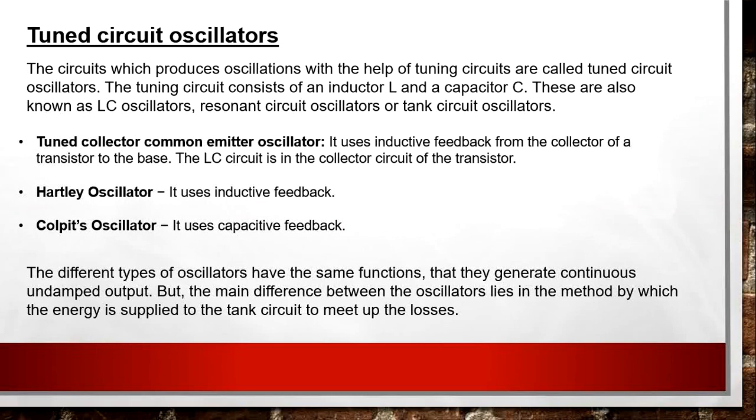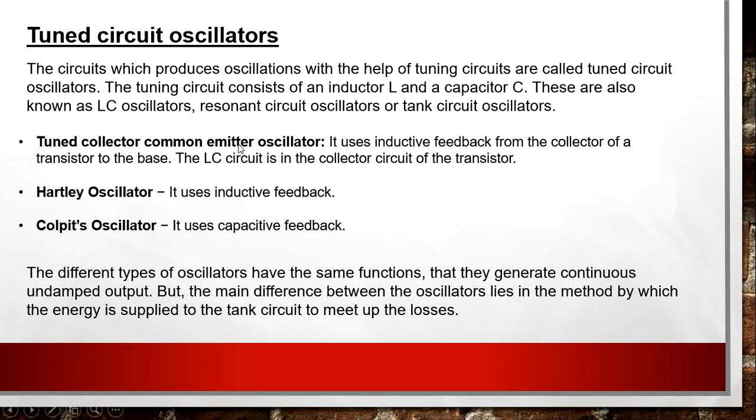What are tuned circuit oscillators? The circuits which produce oscillations with the help of tuning circuits are called tuned circuit oscillators. And this tuning circuit consists of inductor L and capacitor C. These are also known as LC oscillators, resonant circuit oscillators or tank circuit oscillators.